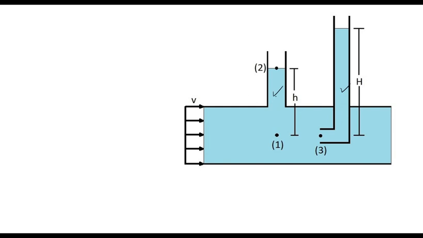These hollow tubes can be mounted separately in a pipe or installed together in one casing as a single device. One tube measures the stagnation or impact pressure, and another tube measures the static pressure. For static pressure we use a piezometer, and for stagnation pressure we use a pitot tube.